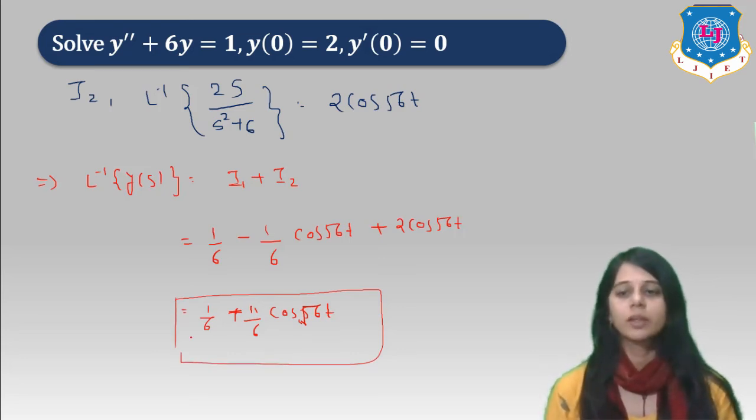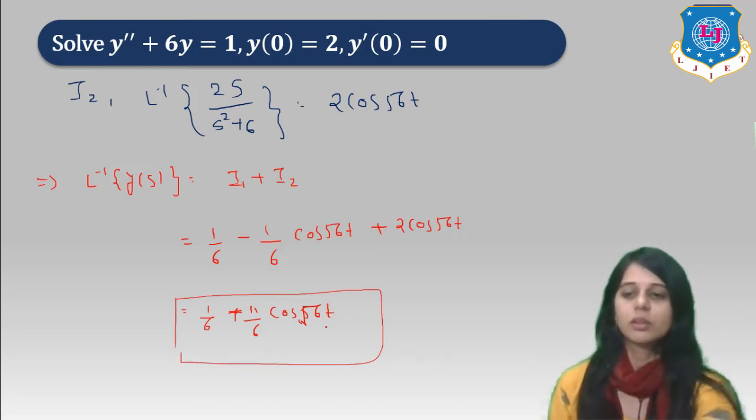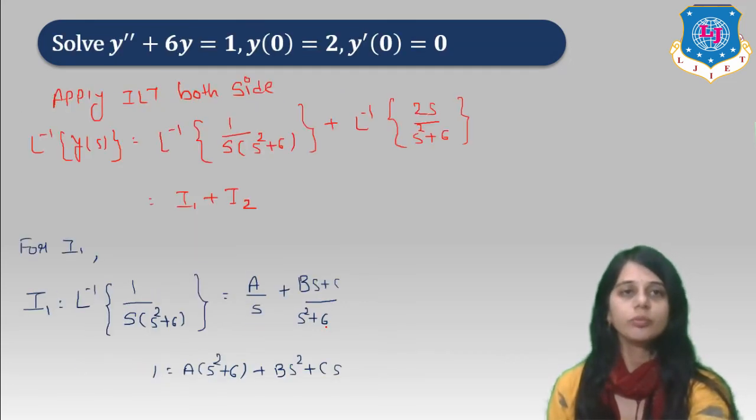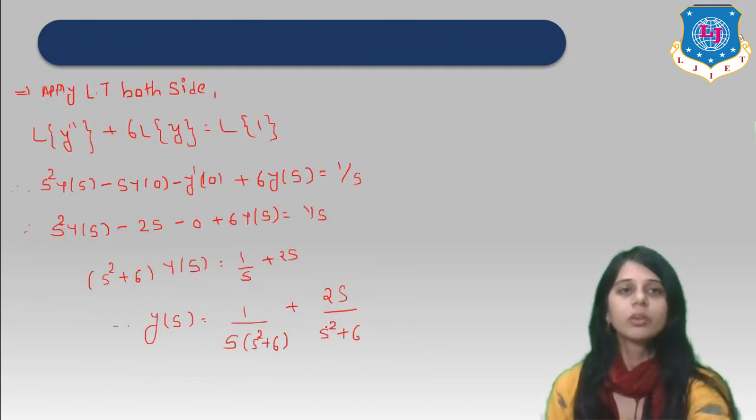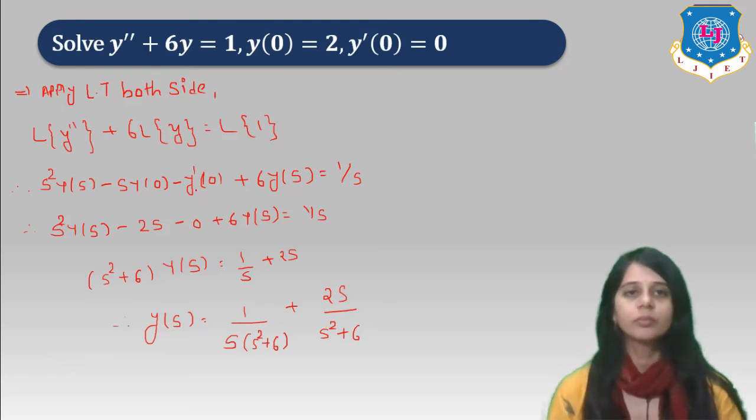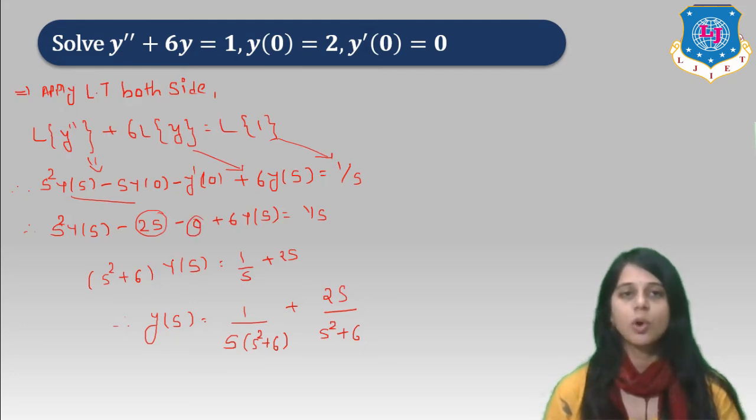Okay. Again, we recall what we do. First, apply Laplace transform both sides. Taking formula of y double dash, 6Y of s, Laplace of 1 by s, put the initial values, solve these equations and create the subject as Y of s. So this is your Y of s formation.